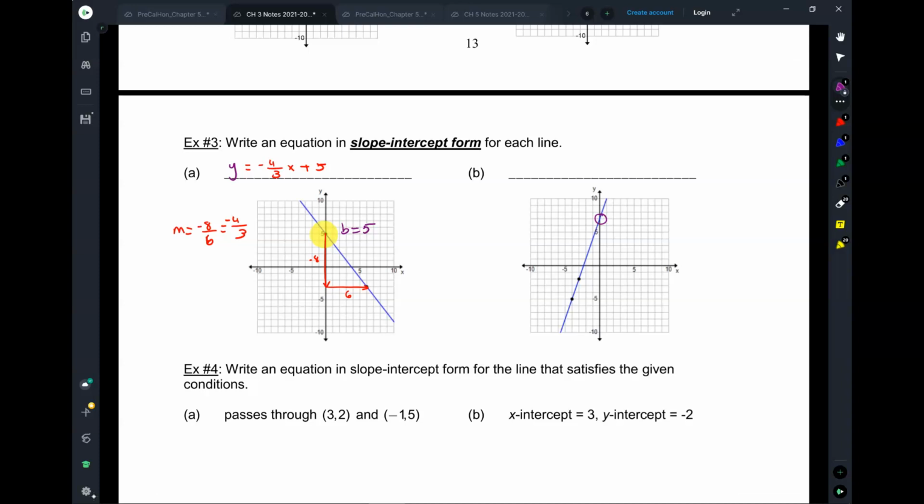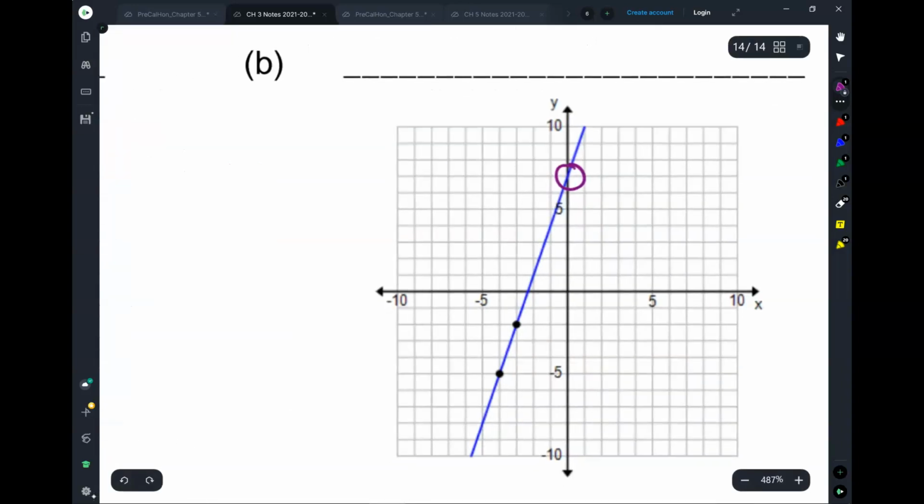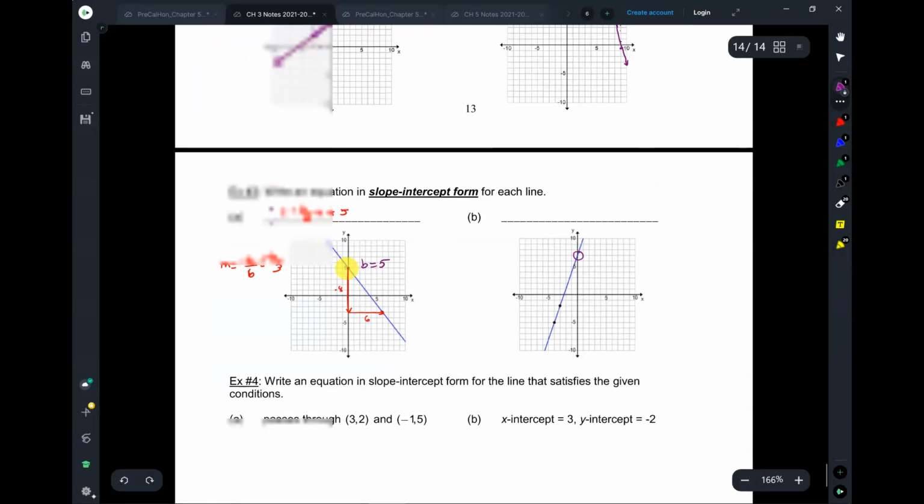So it's -4/3x plus 5. Okay, so the next one, what's the y-intercept? 7. Right, or b equals 7.